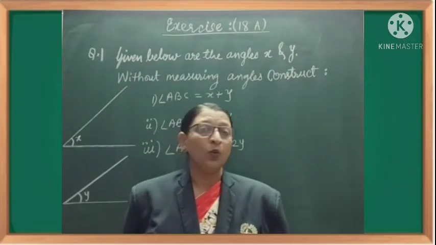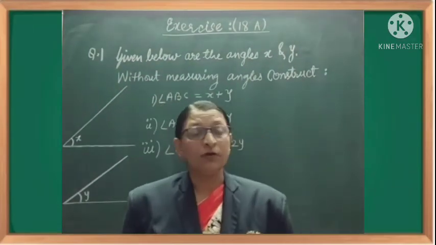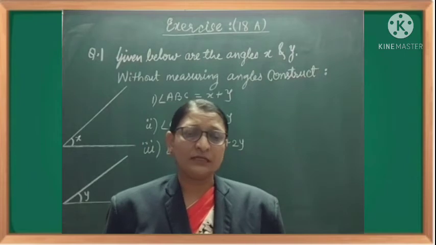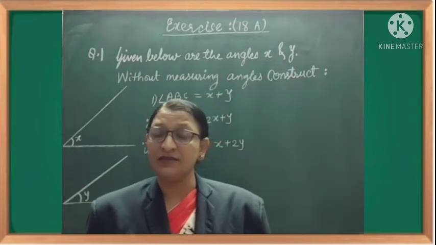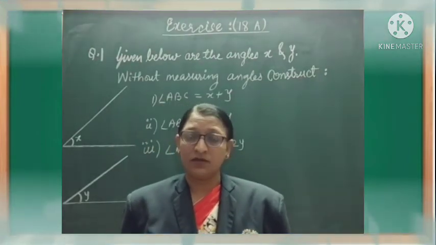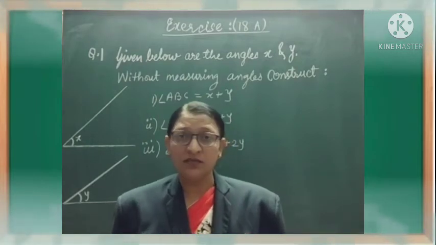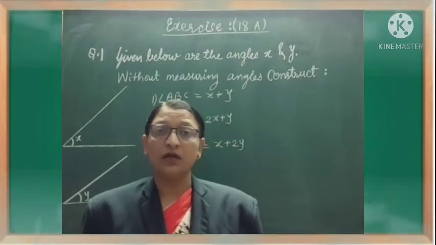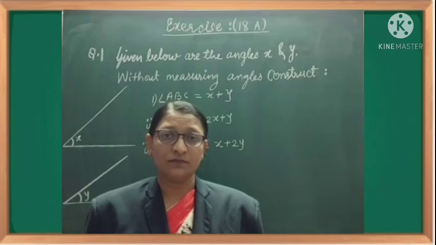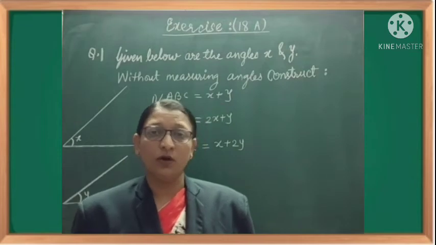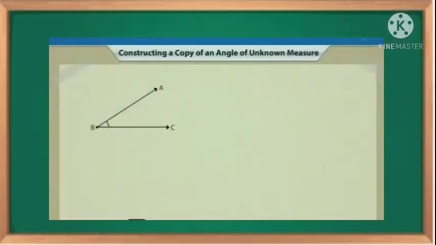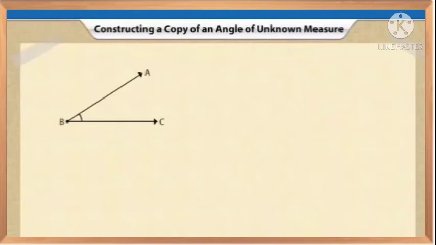Here we begin with a review of some of the steps of construction of angles and their bisectors through this animation to revise what we learned in the previous classes. So have a look at this animation. Suppose we want to make a copy of an angle ABC, whose measure we do not know. How do we do that?